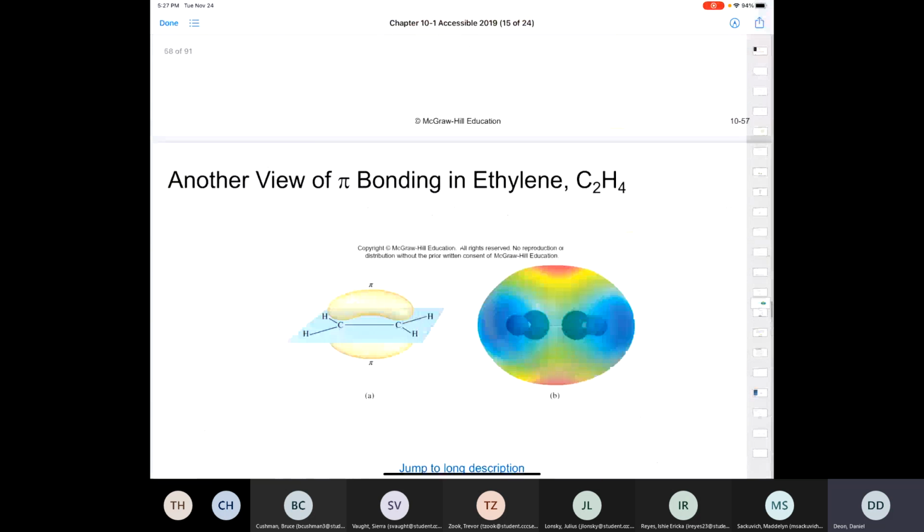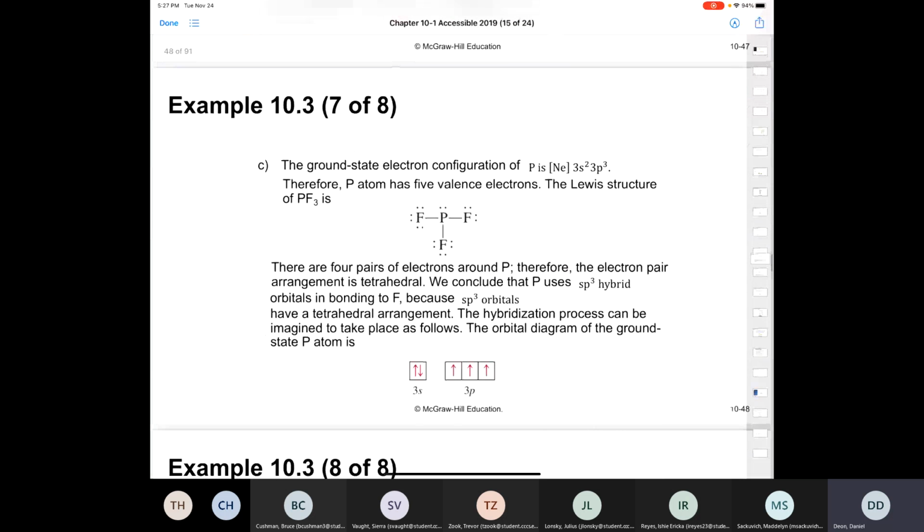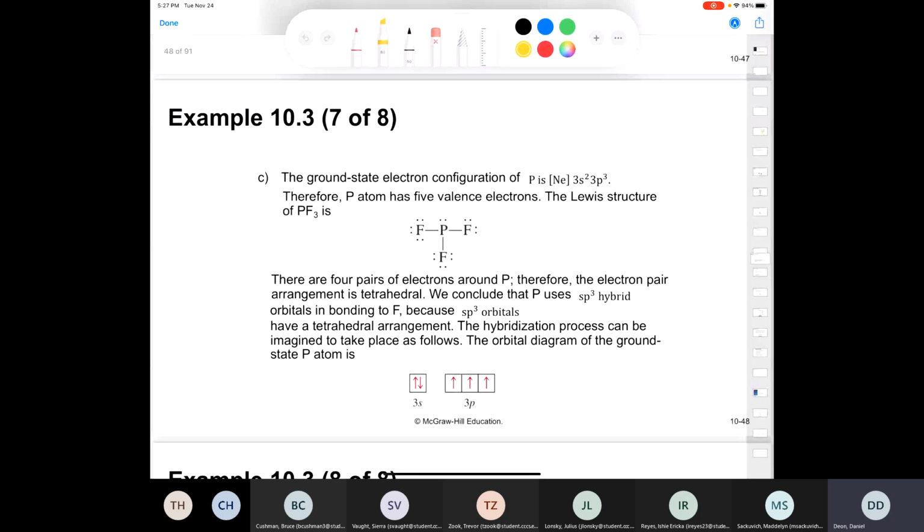If we back up here, sorry, I'm going to have to do a lot of rifling around here. Fine. So here's what it says in the solution. It says the ground state electron configuration for phosphorus is 3s2 3p3. If we write that out, we have 3s 1 2, 3p, there's 1 2 3. There are 4 pairs of electrons around the phosphorus. Therefore, the electron pair arrangement is tetrahedral.